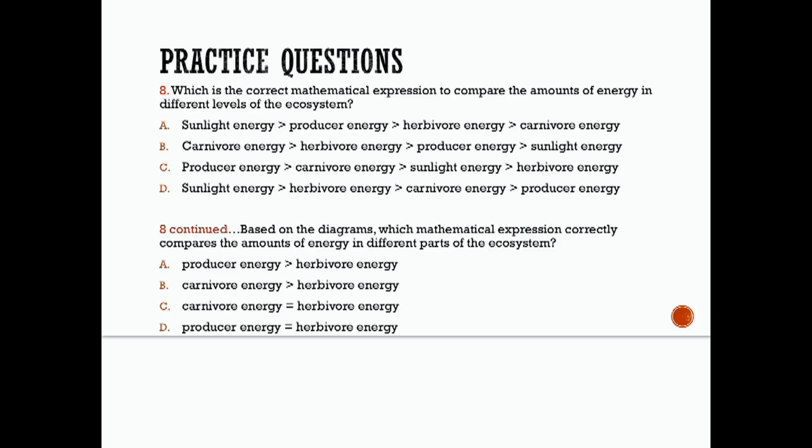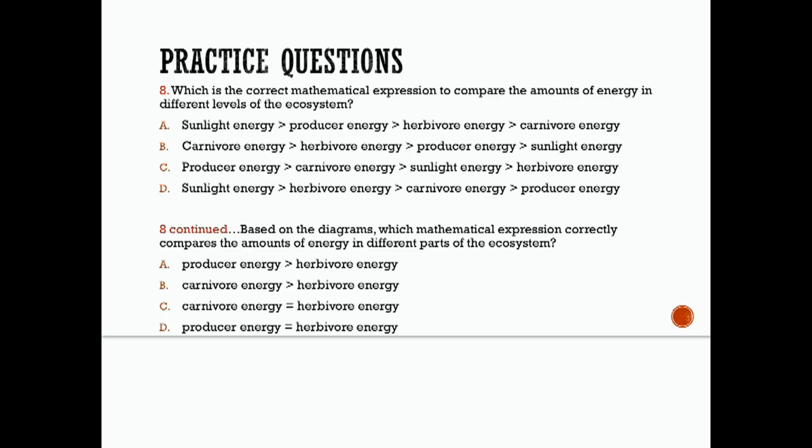Number 8, our last question, expands upon itself. So we've got number 8, and then we've got another question. We'll call it 8 continued. Okay, so you'll see this when you're looking at biology type questions. So let's start up here. Number 8, which is the correct mathematical expression to compare the amounts of energy in different levels of an ecosystem? So pause this and kind of go over what you think.